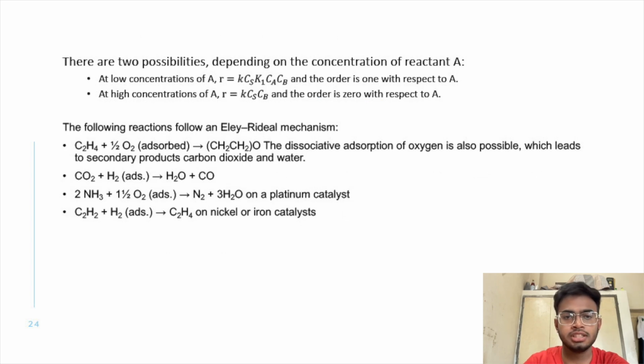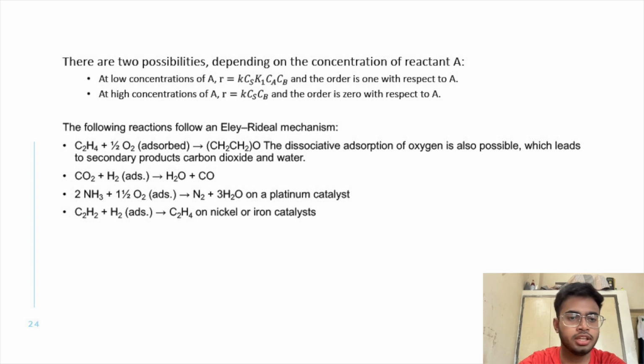There are two possibilities depending on the concentration of reactant A. At low concentration of A, the reaction expression simplifies as R is equal to K1 times concentration of A times concentration of B, and the order is 1 with respect to the species A. At high concentration of species A, the reaction expression simplifies as R is equal to K times concentration of B, and the order is 0 with respect to the species A.